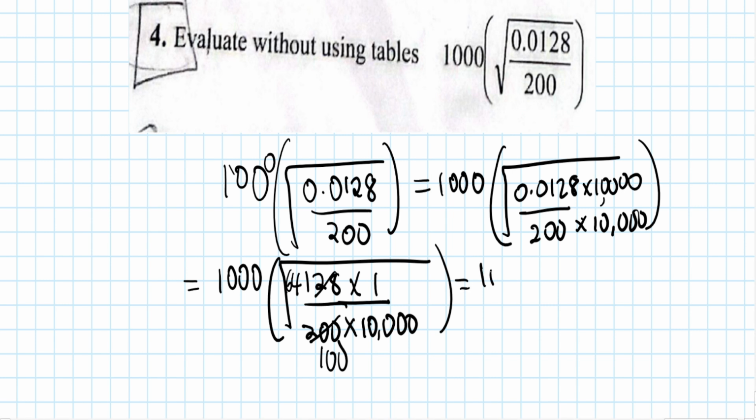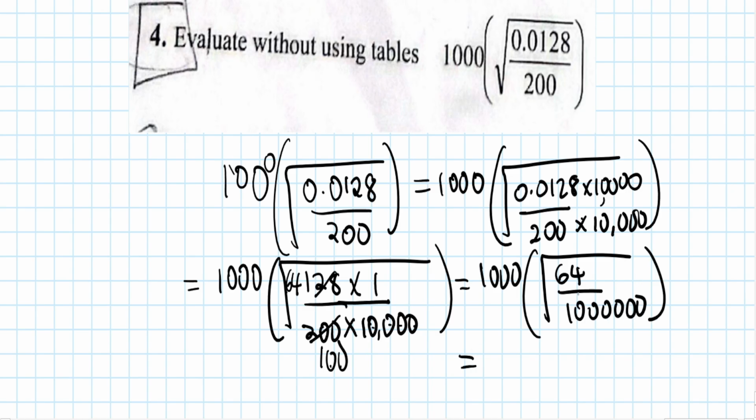So you get 1,000 times square root of 64 over, how many zeros are there? 1, 2, 3, 4, 5, 6, over 1 million. So obviously we know the square root of 64, which is 4. Okay, no, it's 8, and the square root of 1 million is 1,000. So you just remain with 1,000 times 8 over 1,000, which will eventually give you just 8.